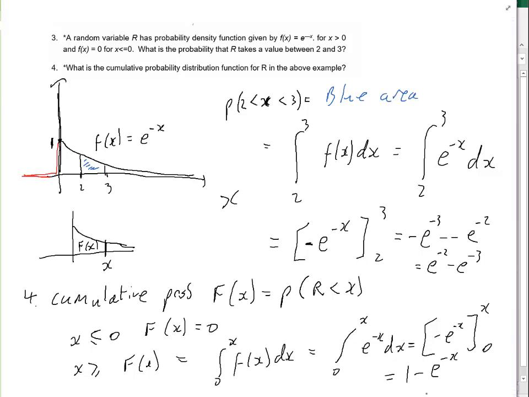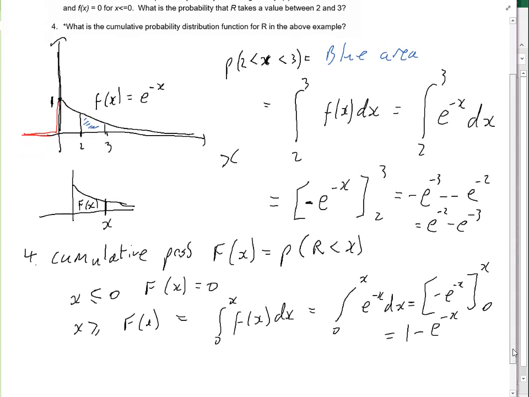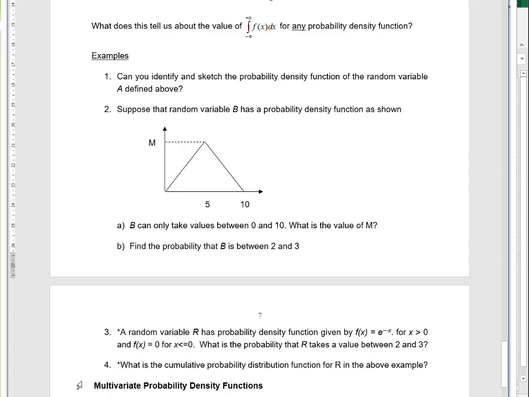Does that make sense? So this is the cumulative probability distribution function, the probability for any x that the value you choose is going to be less than that value. Okay, so the final, it could be the final, I'm not sure, but the next session we're going to look at multivariate probability density functions. So that's when you have 2 variables or more.